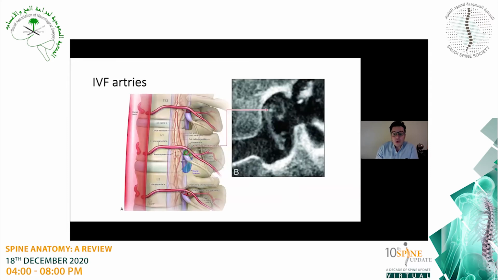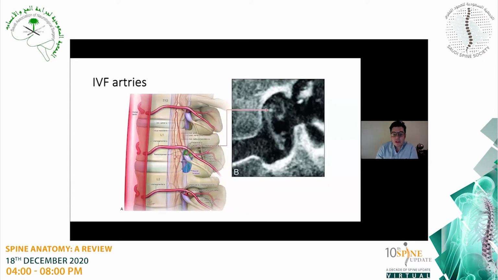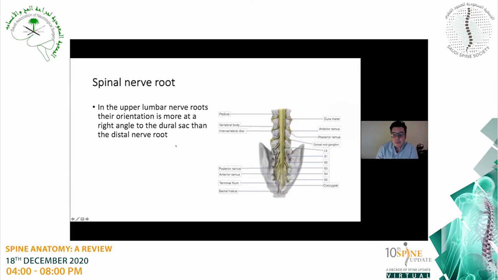The location of the artery in relation to the nerve is superior and anterior. As we see, it branches from the segmental lumbar branch into anterior and posterior radicular branches, and all are located in the upper part of the foramen.